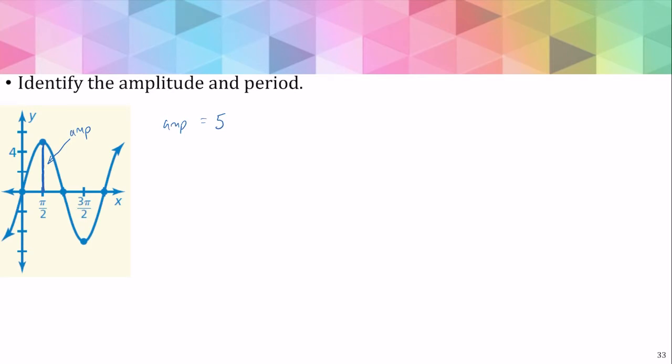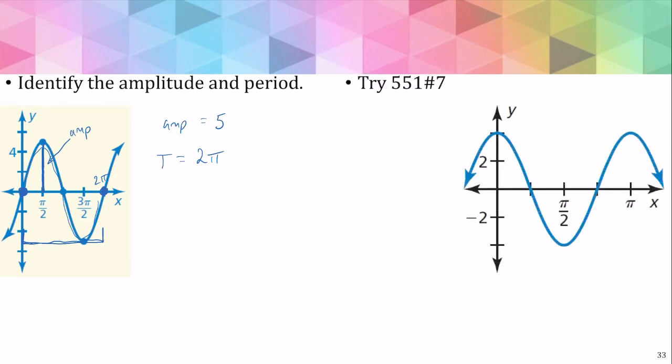The period is the distance to go from one point to the same place on the next. So it has one full up and down. So it's this distance there. So that point appears to be 2 pi. So our period is 2 pi. Why don't you pause this and try number 7. When you're done, the amplitude is 4 and the period is pi.